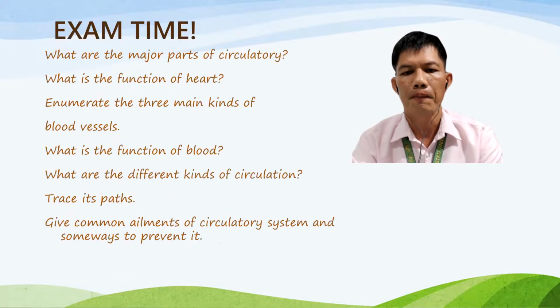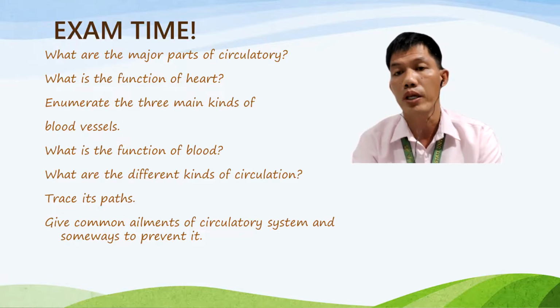Okay. Now, exam time. What are the major parts of the circulatory system? What is the function of the heart? Enumerate the three main kinds of blood vessels. What is the function of the blood? What are the different kinds of circulation? Trace its paths and give common ailments of the circulatory system and some ways to prevent them.